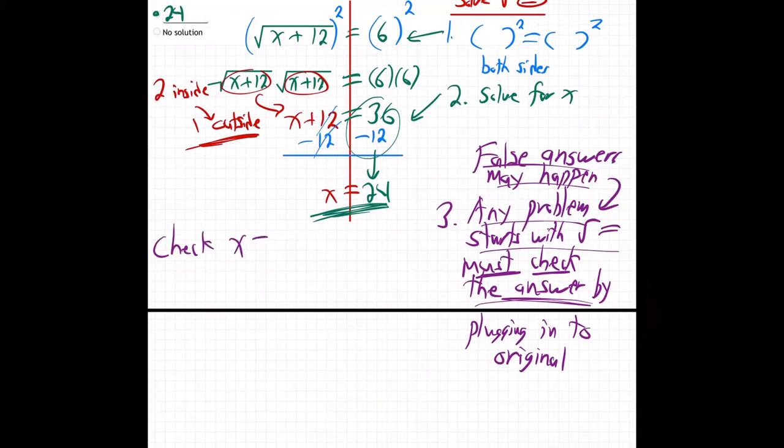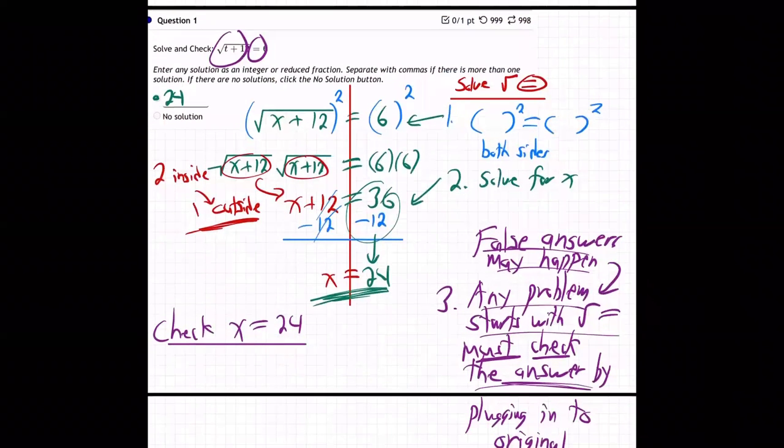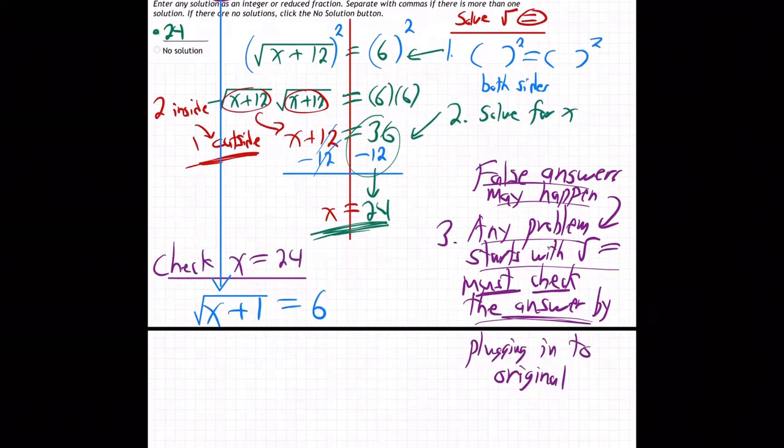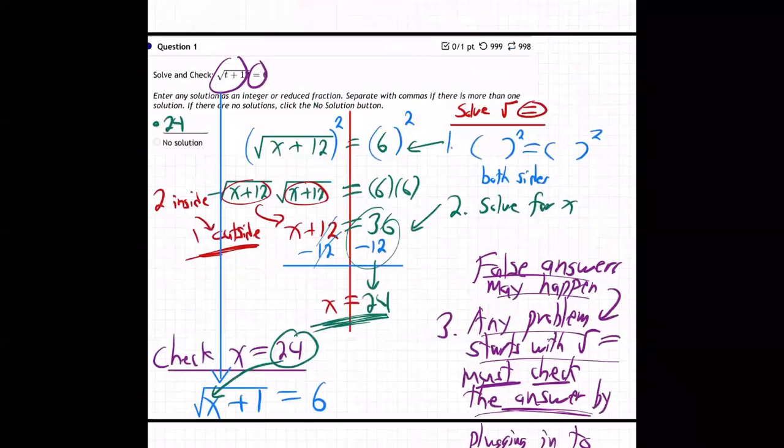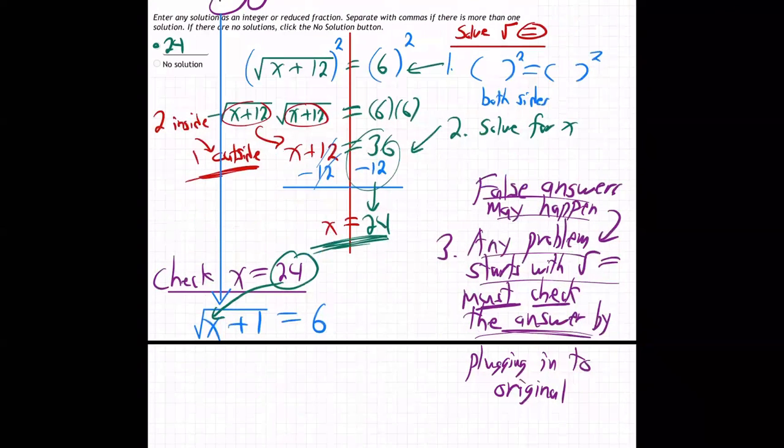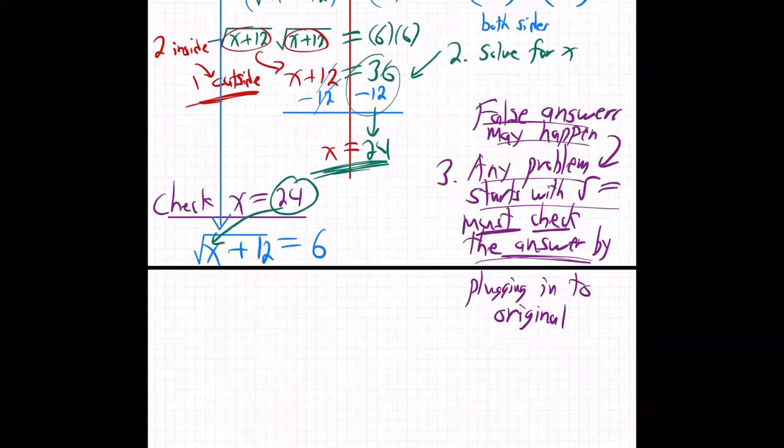So that's step 3. Check X equals 24. How am I going to check it? With the original. So you grab the original right here. There's the original, which was the square root of X plus 1 equals 6, right? And then you're going to plug in 24 right there for X. Wait, was that the original? Oh no, X plus 12. I wrote it wrong. X plus 12. There we go. Plug in the 24.